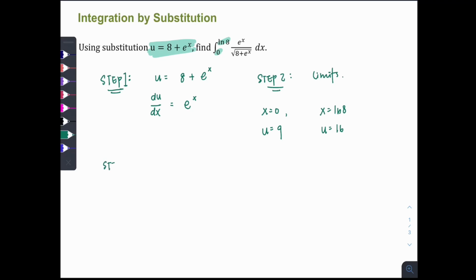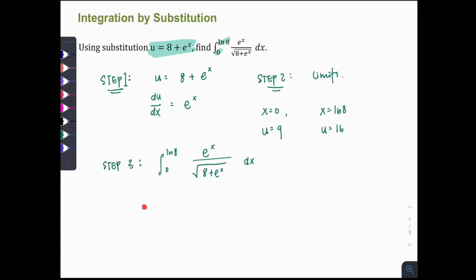And the last step, step 3, is to substitute. So let me copy the question here: integral from 0 to ln 8 of e power x over square root of 8 plus e power x dx. So how to substitute? There are just 3 things to substitute. One, substitute limits: change from the x limits to the u's limits. Second, change all these x terms into u's terms. And the third one is change the dx into du.